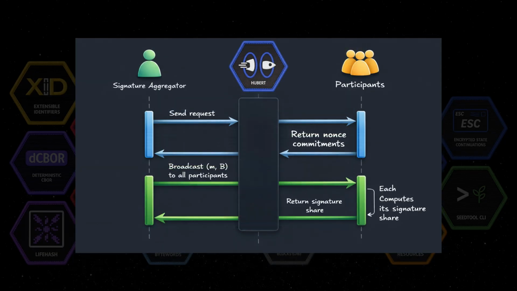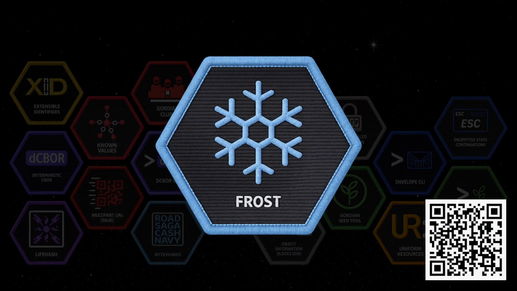Running Frost over Hubert changes that. Signers coordinate through dead drops on decentralized storage. No participant needs to know another participant's identity or network address. No observer can tell who's participating. The Frost-Hubert CLI demonstrates the full flow, provisioning participants with XID documents, distributed key generation, and threshold signatures over Gordian envelopes.